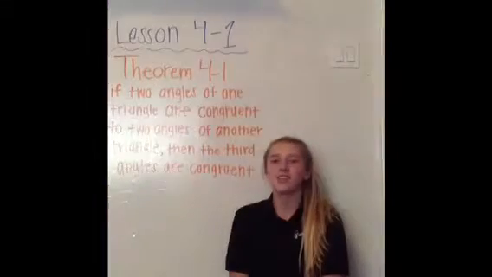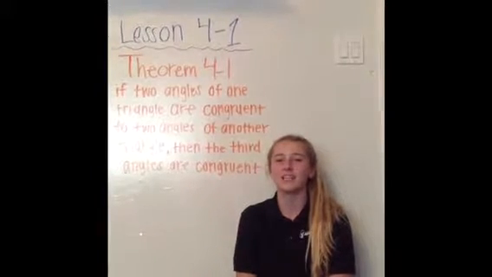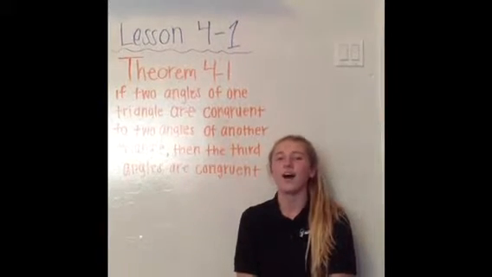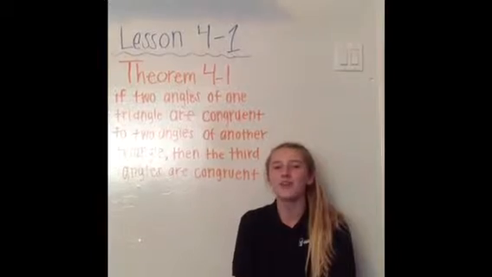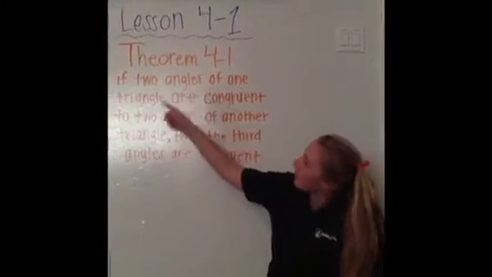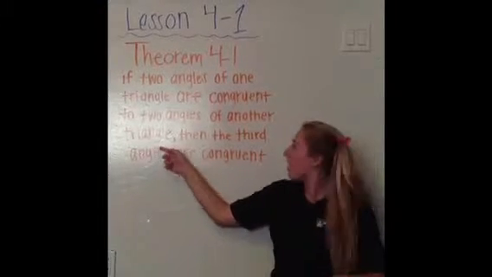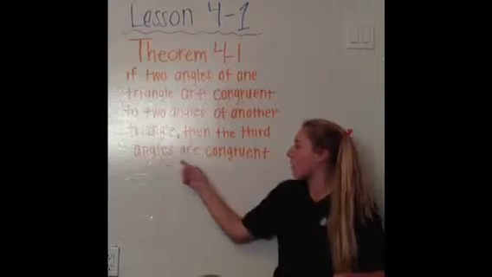Good afternoon. My name is Lauren Teeter, and I'm here today to teach you about Theorem 4.1, also known as the third angles theorem. Theorem 4.1 states that if two angles of one triangle are congruent to two angles of another triangle, then the third angles are congruent.